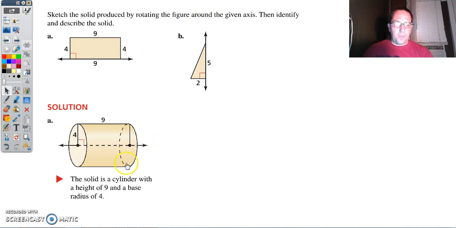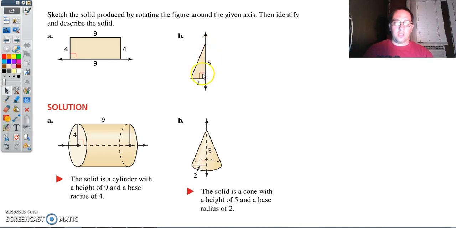Alright. Now notice here on the cylinder, the height of the cylinder is the same as the length of the rectangle. The radius of the cylinder is the same as the height of the rectangle. Alright. Over here, when we spin it around as a cone, the height of the cone, the altitude, is the same as this side here, the side that we're spinning it around. And the base, the radius of the base, is the same as the base of the triangle.